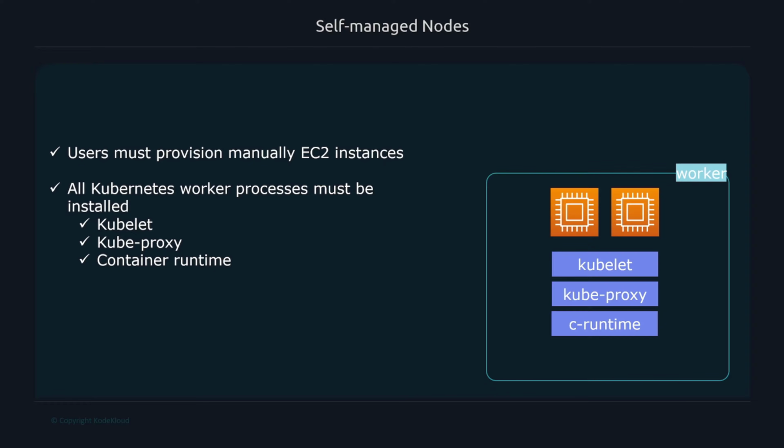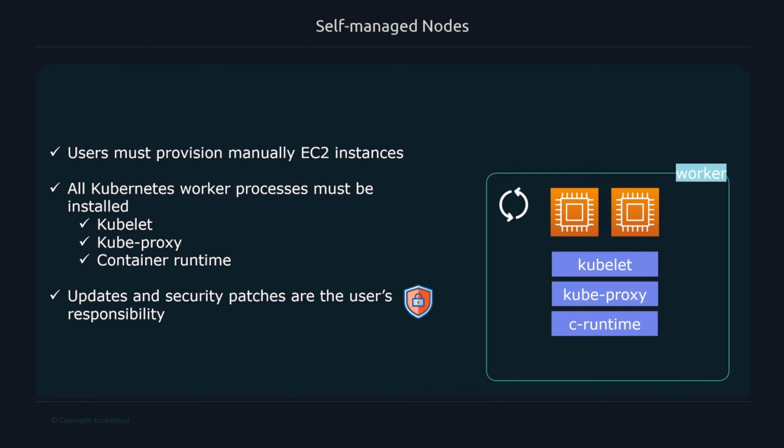So all of these are your responsibility. You have to manually set them up yourselves. In addition to that, you have to update your servers regularly as well as patch any security vulnerabilities. And that's exclusively up to you. AWS is not going to help you with that. And finally, after you configure your worker nodes, you're going to have to then register them with the control plane.